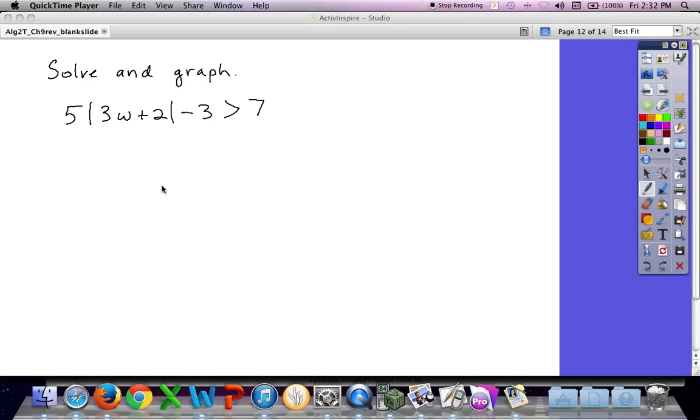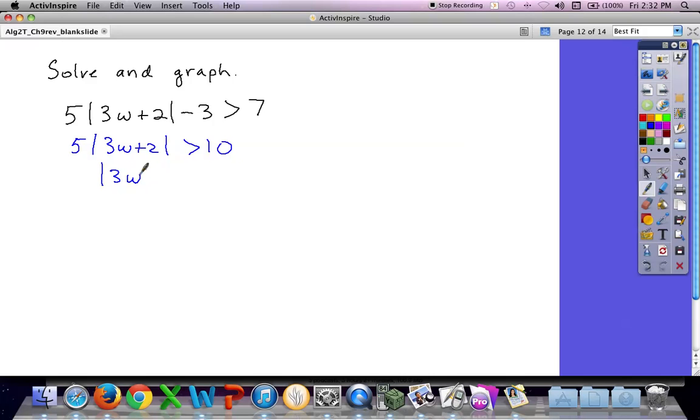Okay. In this case, that would mean add 3 and divide by 5. Don't forget that 5 that's right there. 5, 3w plus 2 is greater than 10. 3w plus 2, absolute value is greater than 2.